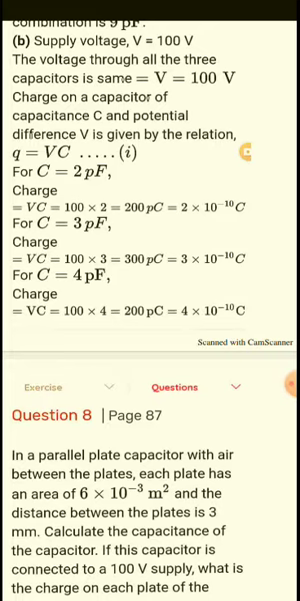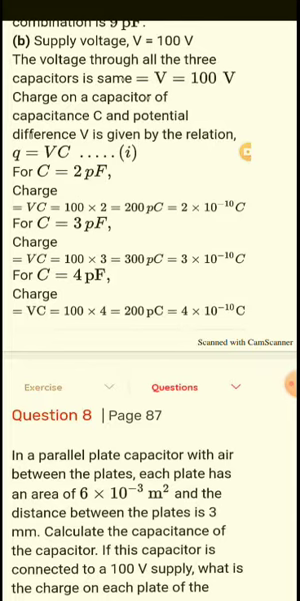If we go for the second capacitor, C is equal to 3 picofarads, then VC is equal to 100 into 3, so you will get the answer as 3 into 10 to the power of minus 10 coulombs. For the third capacitor, VC is equal to 100 into 4, which is 400 picocoulombs. It will be 4 into 10 to the power of minus 10 coulombs. So these are the charges on the 3 capacitors respectively.